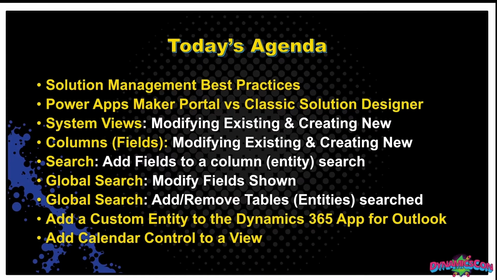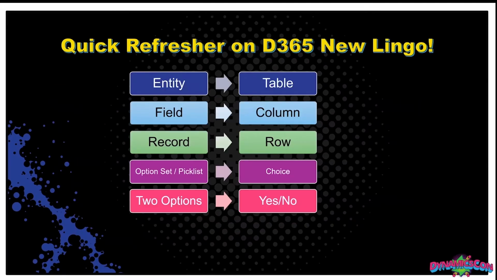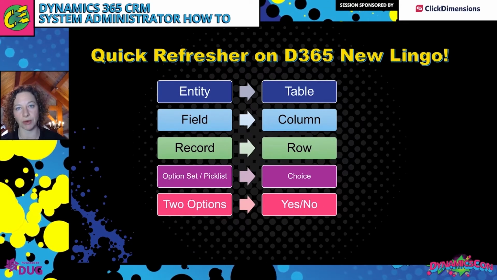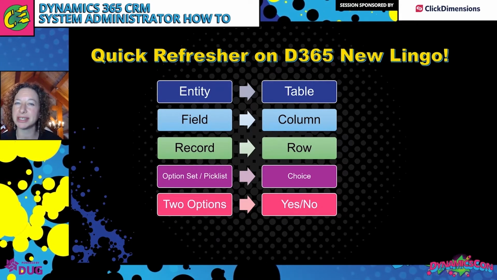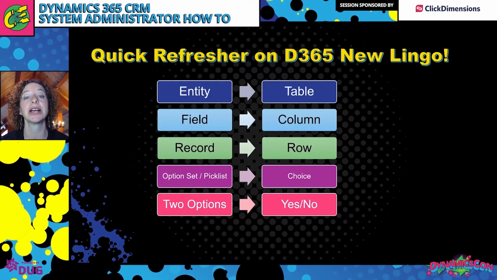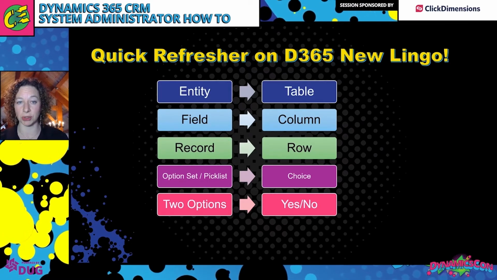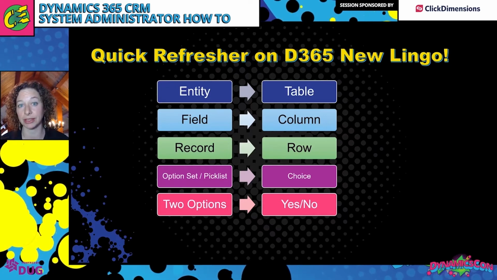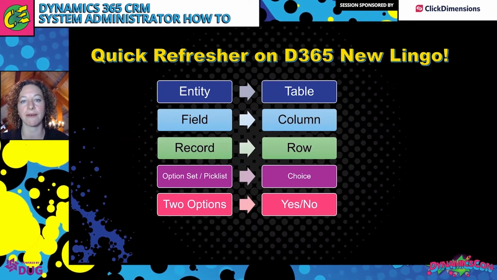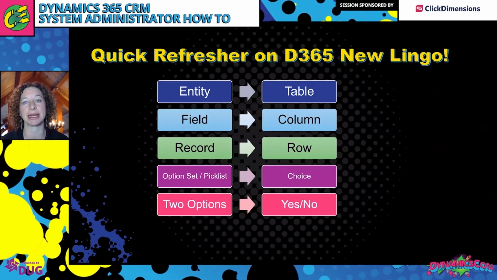So like I said, we're going to get started with just a quick refresher. You might have noticed that Dynamics 365 and Microsoft has changed some of its language. And I'm going to be referring to it in both ways, just to be very clear. But entity has become a table, so you're going to start to see that in your solution design or more. Field has become column. Records are rows. And then I've included a couple field type names that have changed that we are going to see today. Your option set or pick list is now called a choice, and your two options is now called a yes/no field. So just a super quick refresher of the new terms that you're going to see if you haven't seen them yet in Power Apps.